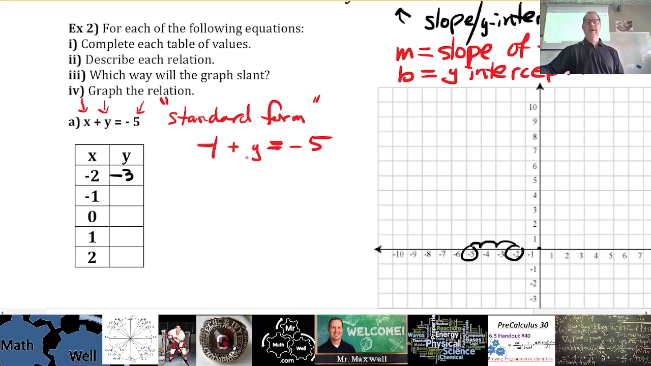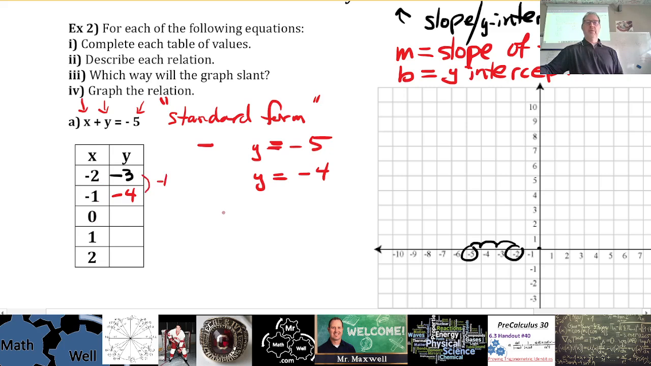-1. What do I have to add to -1 to get -5? Well, we have to go left 4 more units from -1 to get -5. So this is -4. Okay. What's going to be next, do you think? This is all going up by 1 each. We have a little bit of a pattern here.